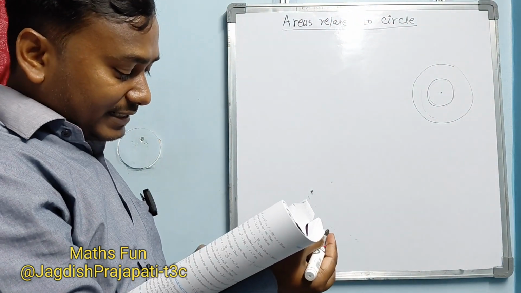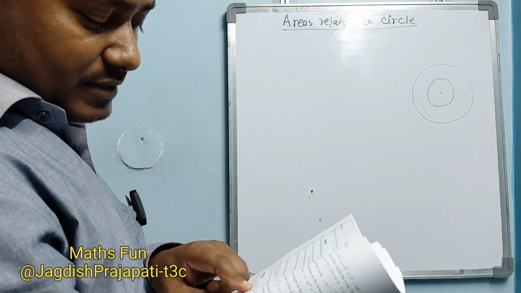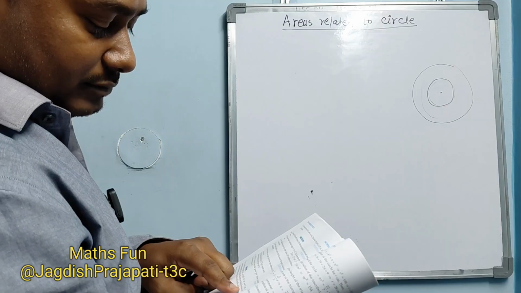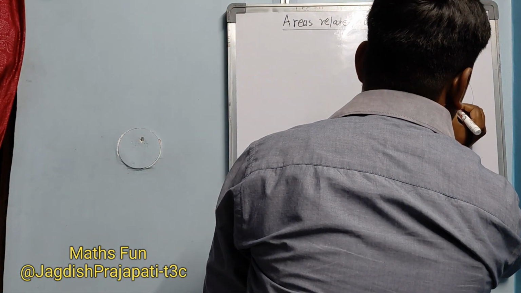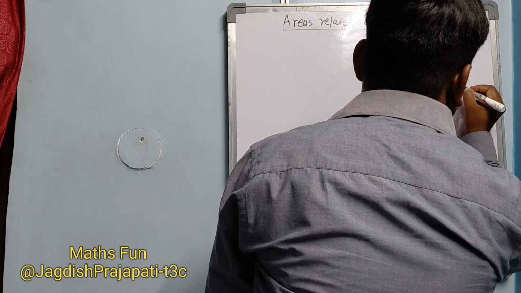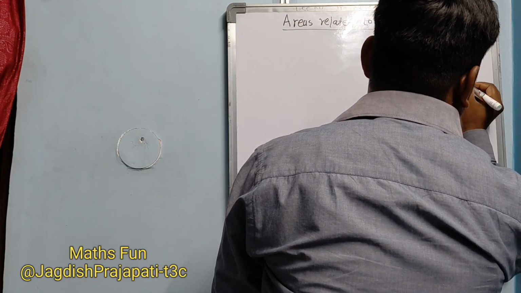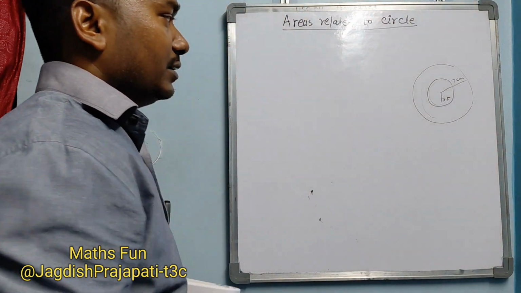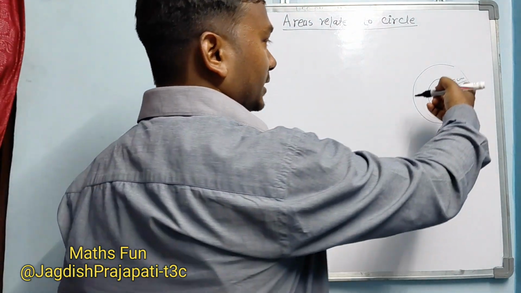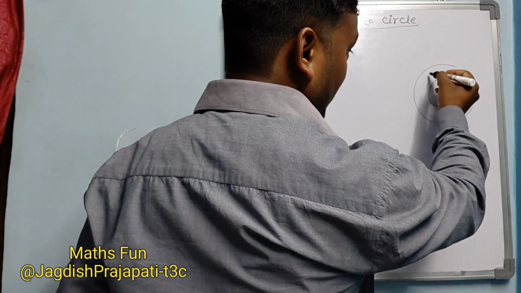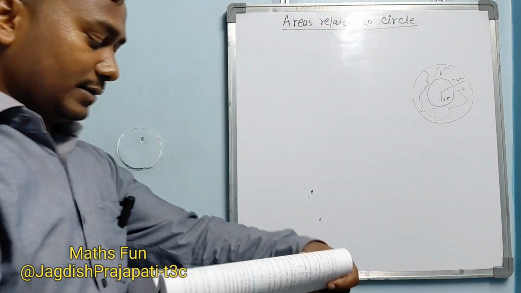So find the area enclosed between the two concentric circles of radii 3.5 centimeter and 7 centimeter. So this radius is 3.5 centimeter and this radius is 7 centimeter. Then we have to find the area between the enclosed circles. So this is the area between the circles. Okay.